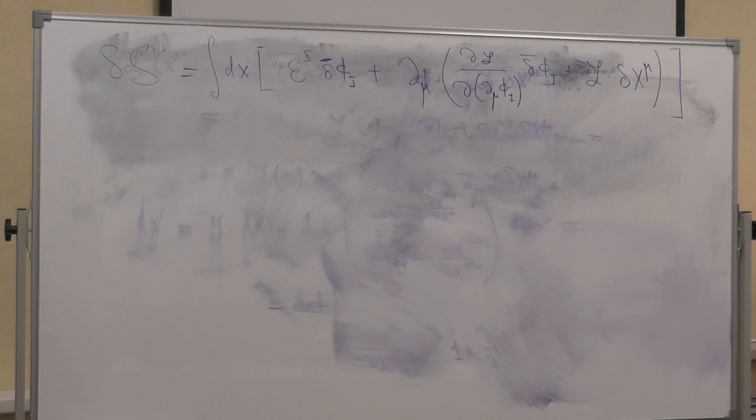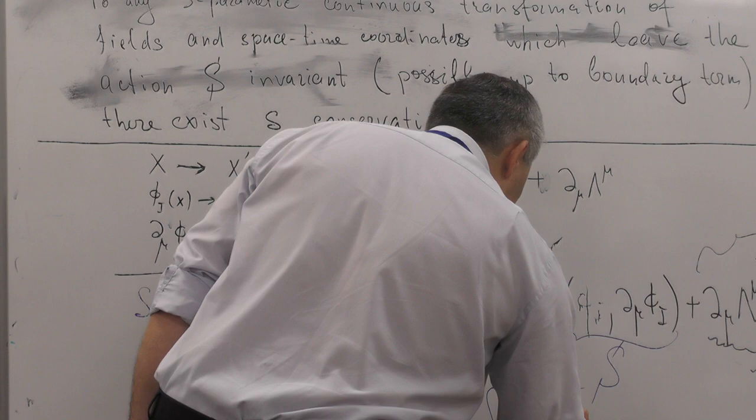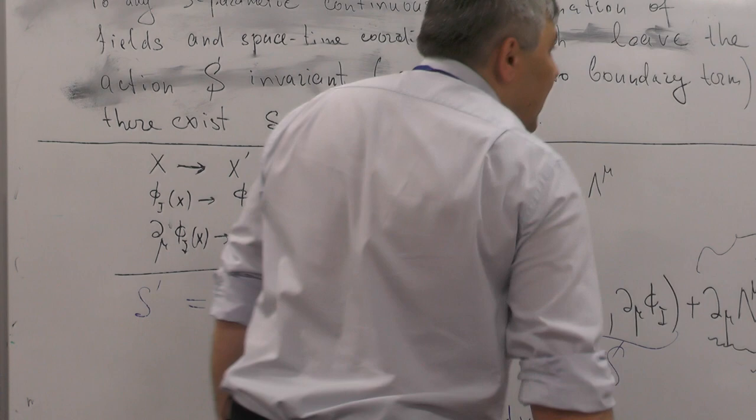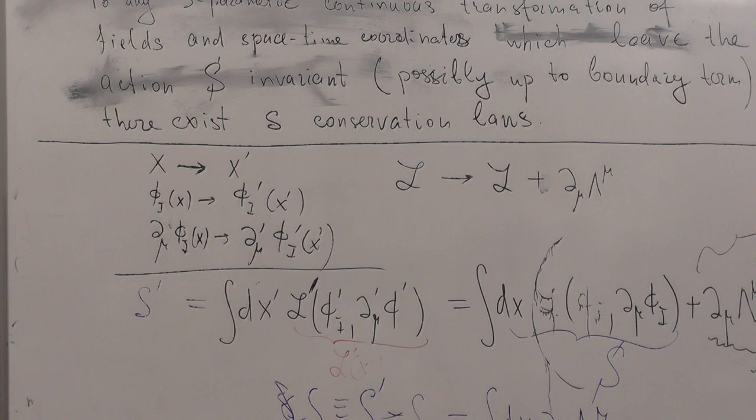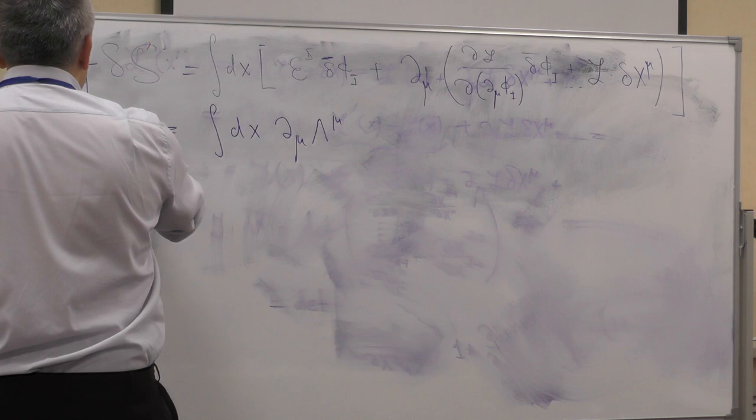So this is our intermediate result. Now, what we allow in Noether's theorem is that the difference between the left side and the right-hand side would be just an integral of the total derivative of some vector lambda mu. So this is d mu lambda mu. And therefore, on the one hand, we computed this variation that is given by this expression. On the other hand, it is given by the integral of dx of d mu lambda mu. And these two, by assumption of the Noether theorem, must coincide.